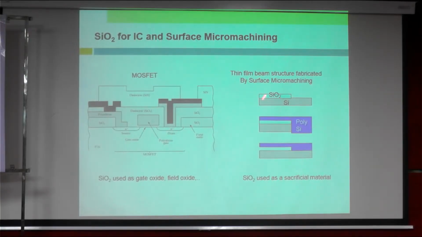As you can see here, we have a silicon substrate, then silicon dioxide. In order to make this structure, you need to deposit maybe the whole surface, then do the process. So here you have polysilicon deposited. Then in this case, it acts as a sacrificial layer. After you deposit silicon, you remove this silicon dioxide, then you get the cantilever of polysilicon. So this acts as a sacrificial layer. And in this case, on the left-hand side, silicon dioxide is used as gate oxide, field oxide, etc. So it serves different purposes, but with the same material.